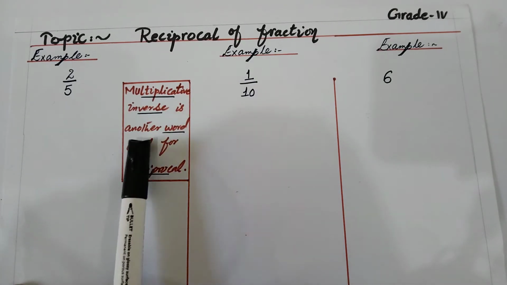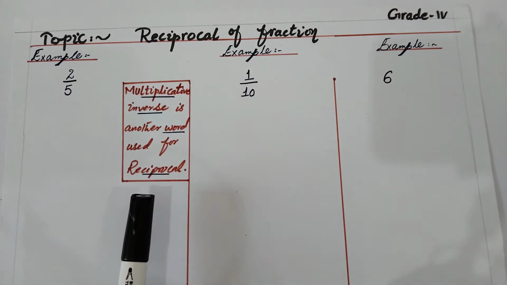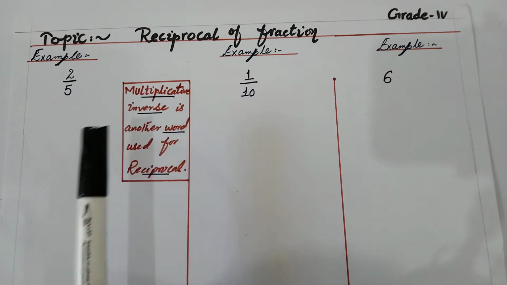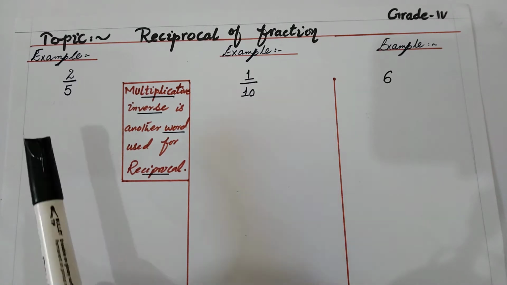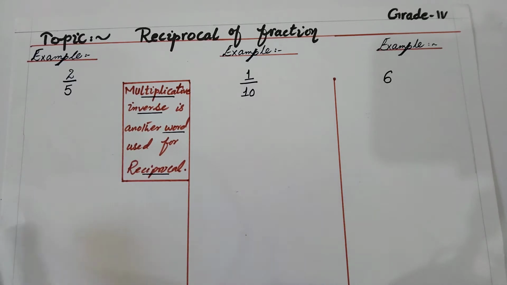Multiplicative inverse is another word used for reciprocal. There is another name for the reciprocal and that name is multiplicative inverse. Okay, let's start. I will explain the reciprocal of a fraction with the help of three examples. In all these three examples there is a little bit of difference, so watch the video very carefully, listen and follow the instructions.